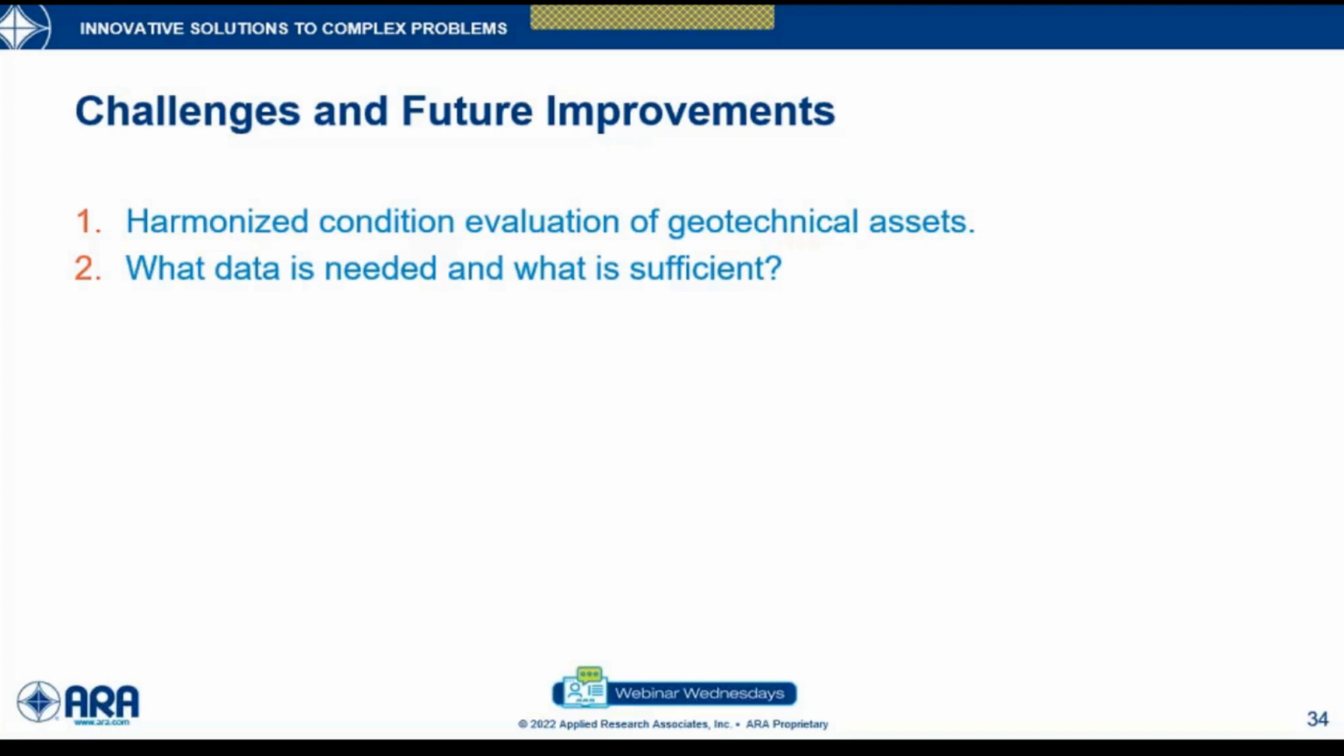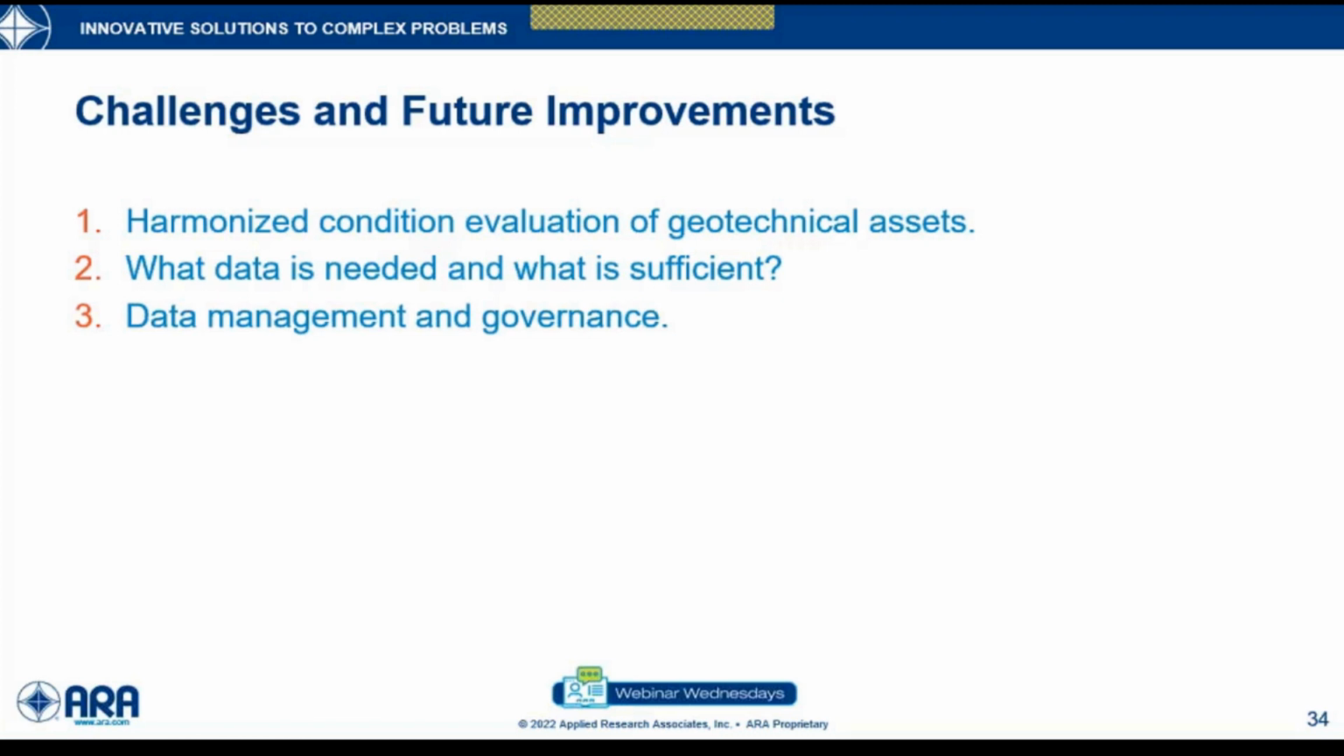Same thing applies for geotechnical assets. How much do we need? What information is needed? However, that question will be answered after going through multiple iterations, or at least thinking about the ultimate goals that we need and the processes and what goes into each process, and accordingly what data is needed.